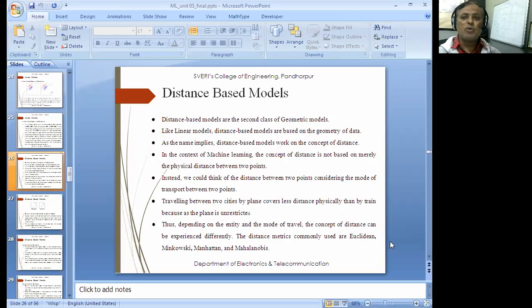बराबर है, सिर्फ डिस्टेंस बोल के चलेगा क्या? तो डिस्टेंस जब ट्रेन से जाएंगे तो वो अलग होगा, अगर बाय प्लेन जाएंगे तो वो अलग हो जाएगा. सो मियरली डिस्टेंस निकालना ही सब कुछ नहीं है. It is not about only the physical distance. It is the concept of distance that can be experienced differently. So the distance metrics commonly used are Euclidean, Minkowski, Manhattan, and Mahalanobis. These are some of the metrics through which we can calculate the distance between the points.